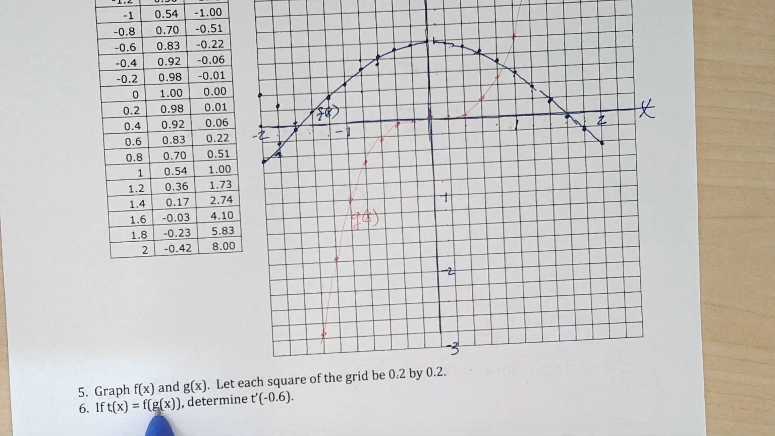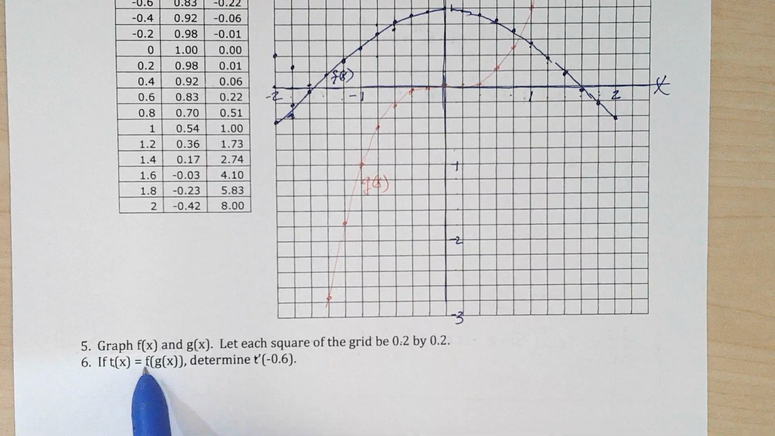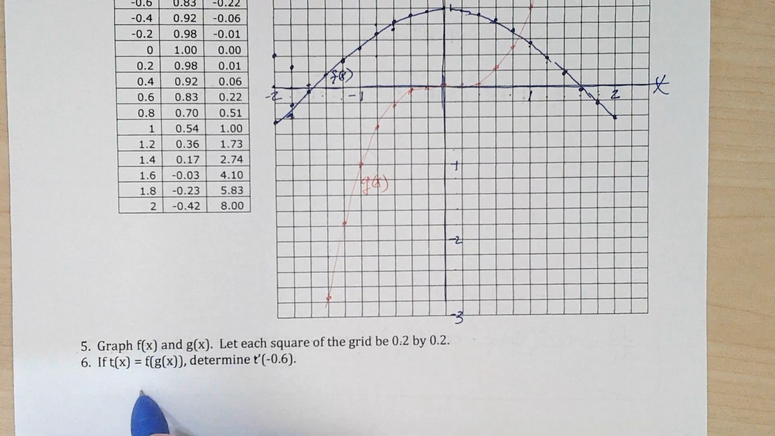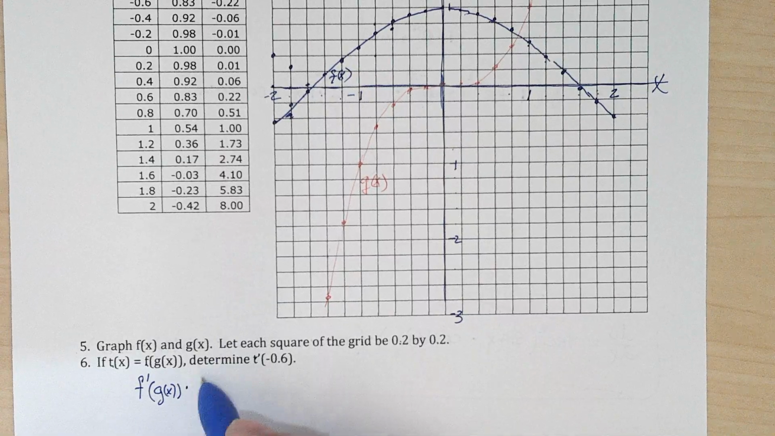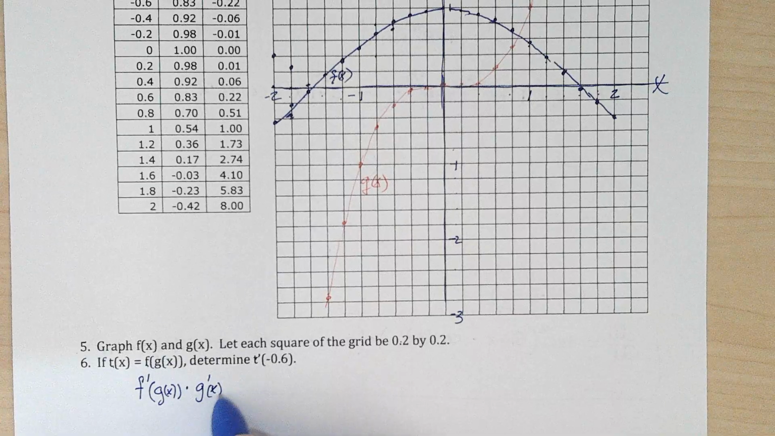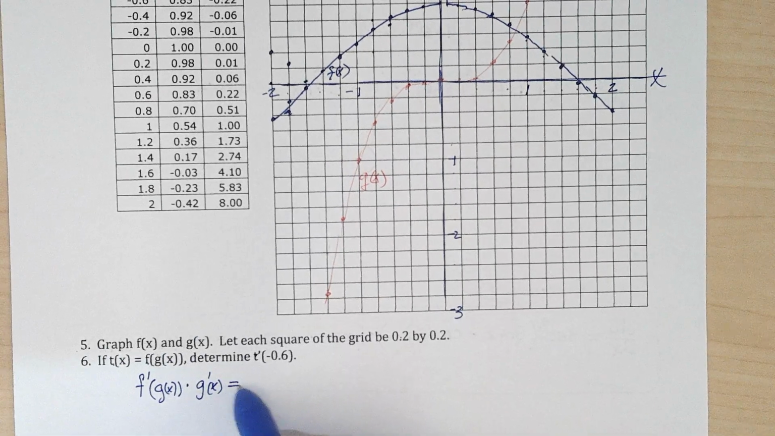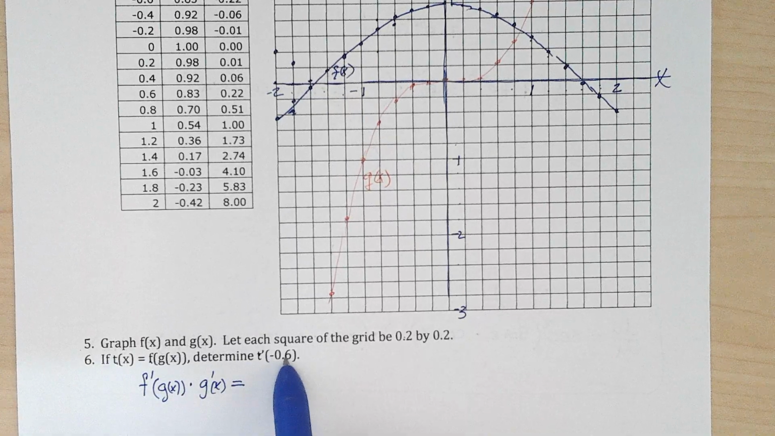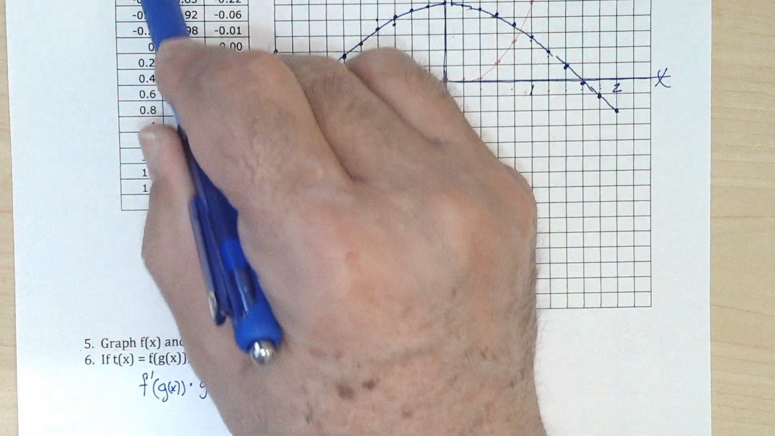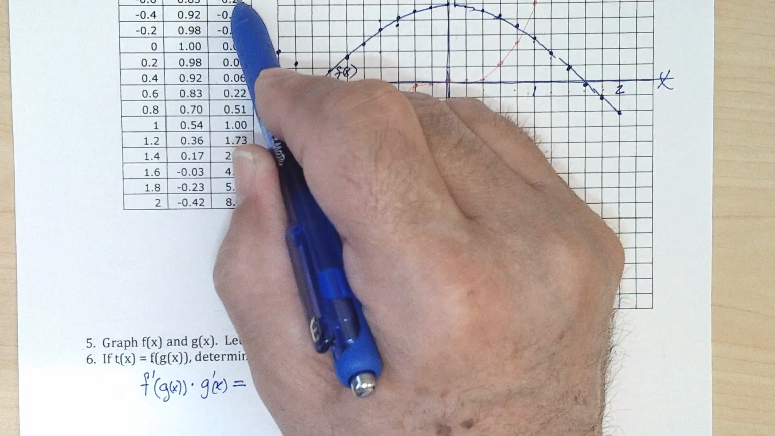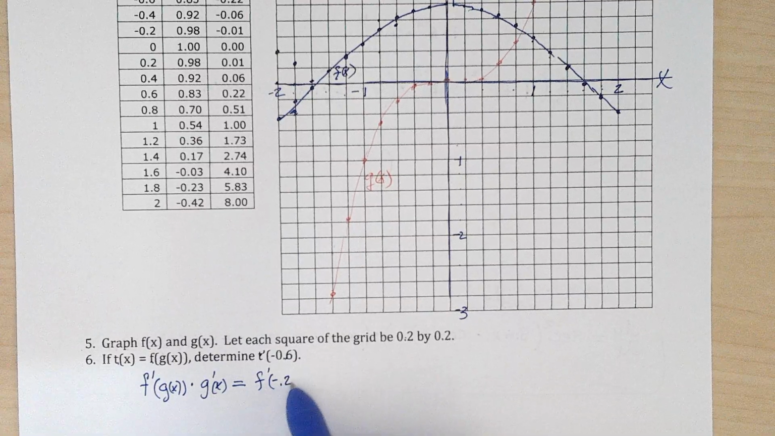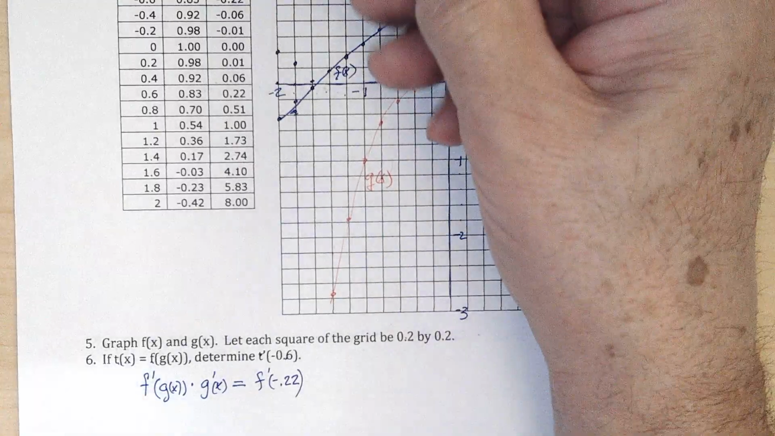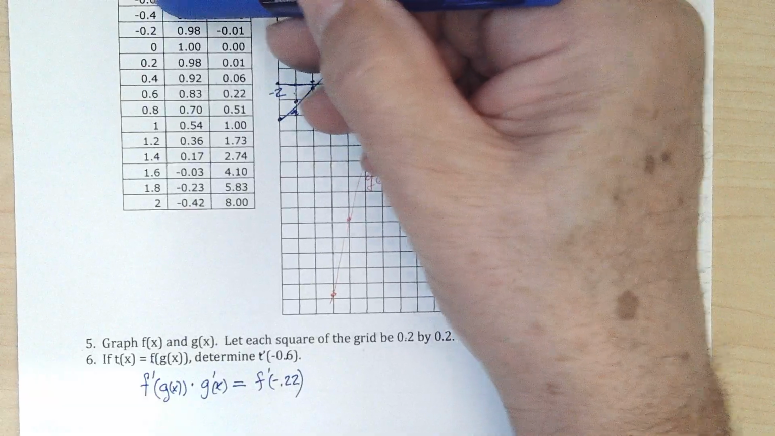If t of x is f of g of x, find t prime. So if you're trying to find the derivative of a function inside a function, you take the derivative of the big function at g of the function times the derivative of the inside. We did a problem like that. So, what is g of negative 0.6? G of negative 0.6 is negative 0.22.